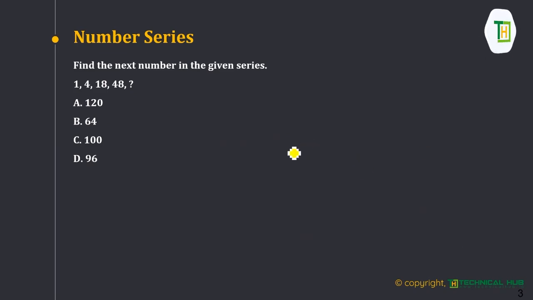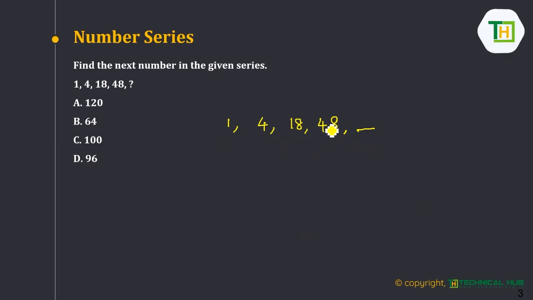Let's see whether 100 is correct or not. The given numbers are 1, 4, 18 and 48. What should be the next number here? First of all, are there any squares or cubes? Except 4, the remaining are not squares or cubes. 1 is also a square, but 18 and 48 are not squares or cubes. They are not prime numbers either.